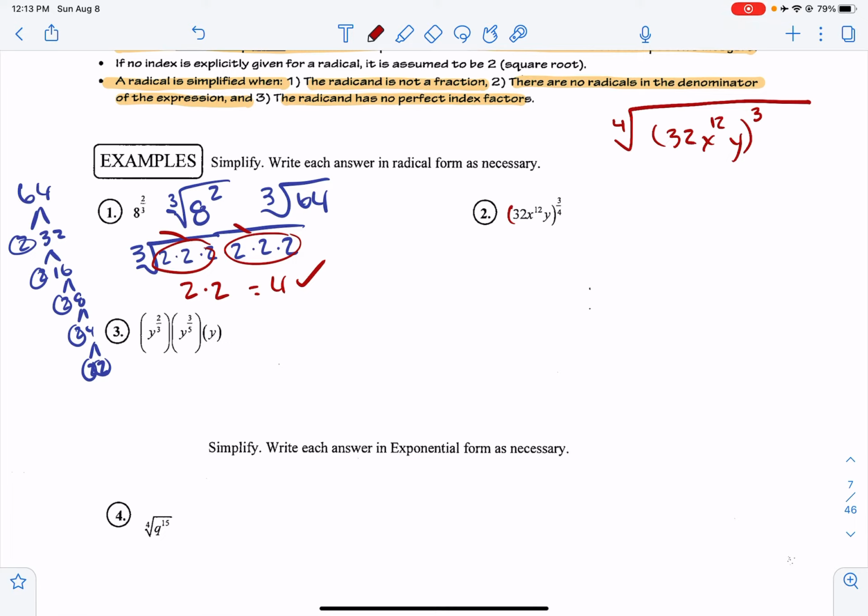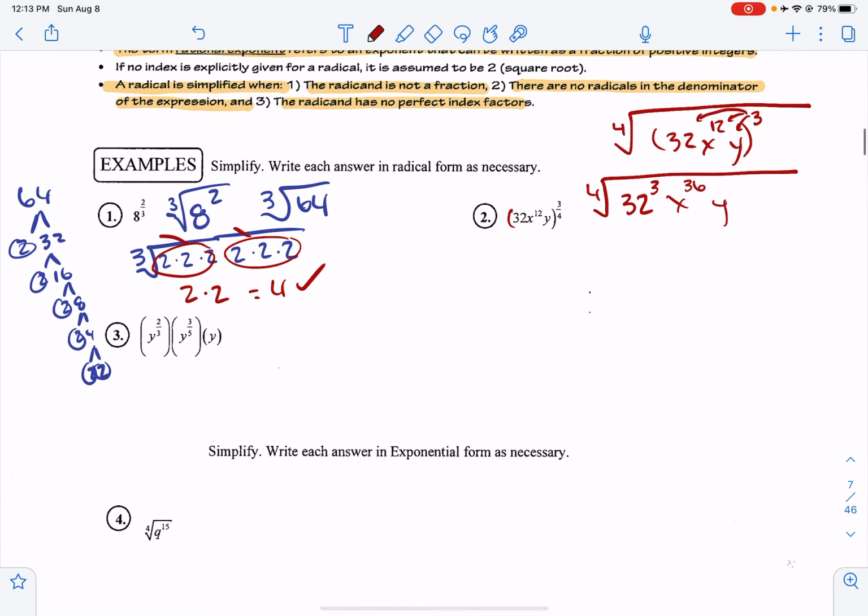Now, simplifying what you learned last time, well, I guess 2 lessons ago, this 3 gets distributed to everything on the inside, right? So this actually becomes the 4th root of 32 cubed x to the 36, because you do 12 times 3, and y to the third power. Okay, 32 cubed. You are welcome to type that in your calculator, and you're going to get a great big number.